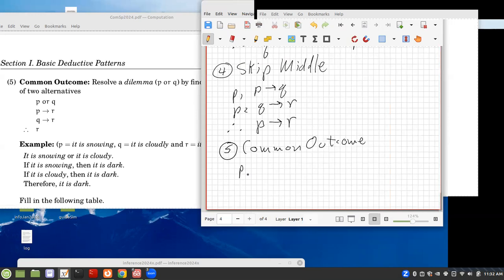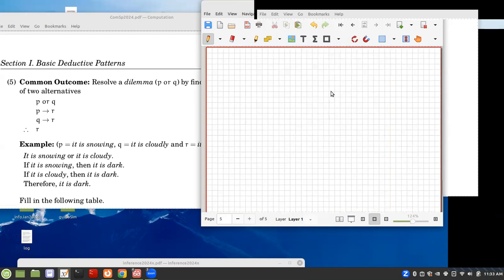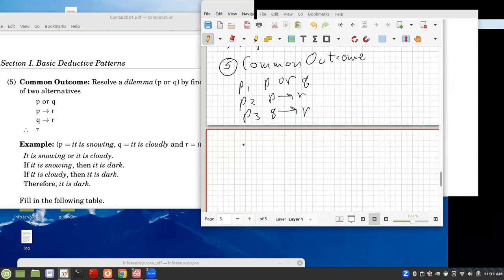Okay, the first premise is P or Q. The second premise is P implies R. And the third premise is Q implies R. So the structure is we have an alternative, P or Q. The first alternative implies R, and the second one implies R. So that means we know, therefore, that R is true, because if either P or Q is true, but both of those alternatives imply R, R is the common outcome.